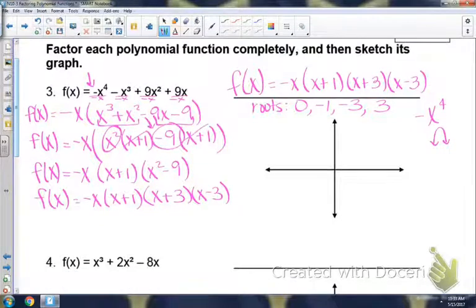So we have a root at 0, negative 1, negative 3, positive 3. Since I'm having to open down, I need to start at the bottom on the left side and go straight through each one and then curve back to get to the other. We don't have any double roots or triple roots on this one. So it just needs to go straight through your single root.